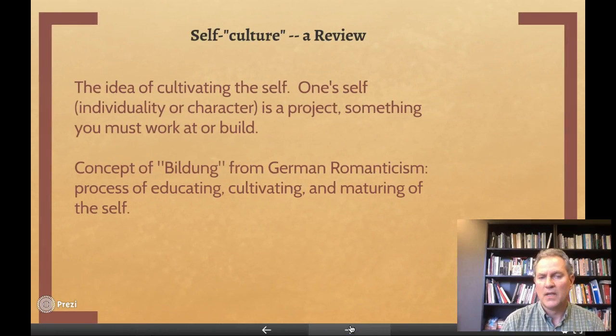So just a reminder, that term self-culture from Emerson and Self-Reliance. It's the idea of cultivating the self, the idea that one's self or individuality or character is a project, something you must work at or build. And it comes very much from an idea from German Romanticism, the idea of Bildung, and that German word Bildung means that process of educating, cultivating, or the maturing of the self.